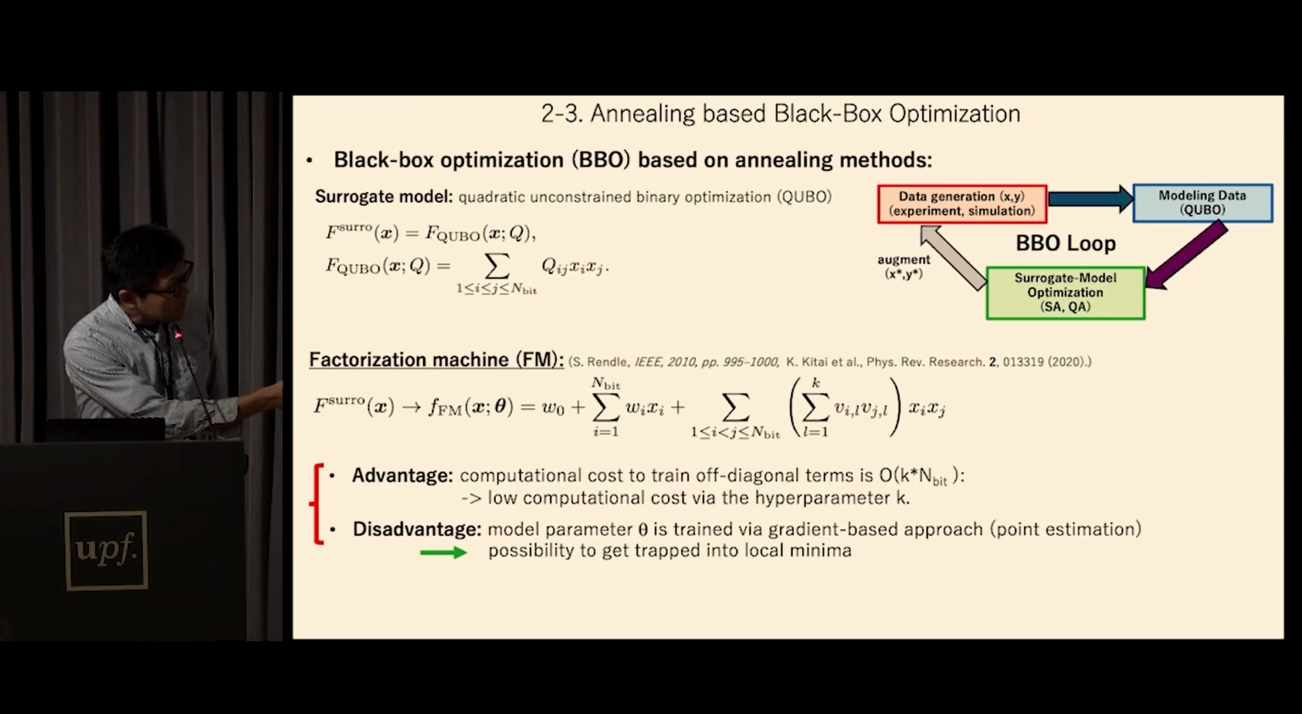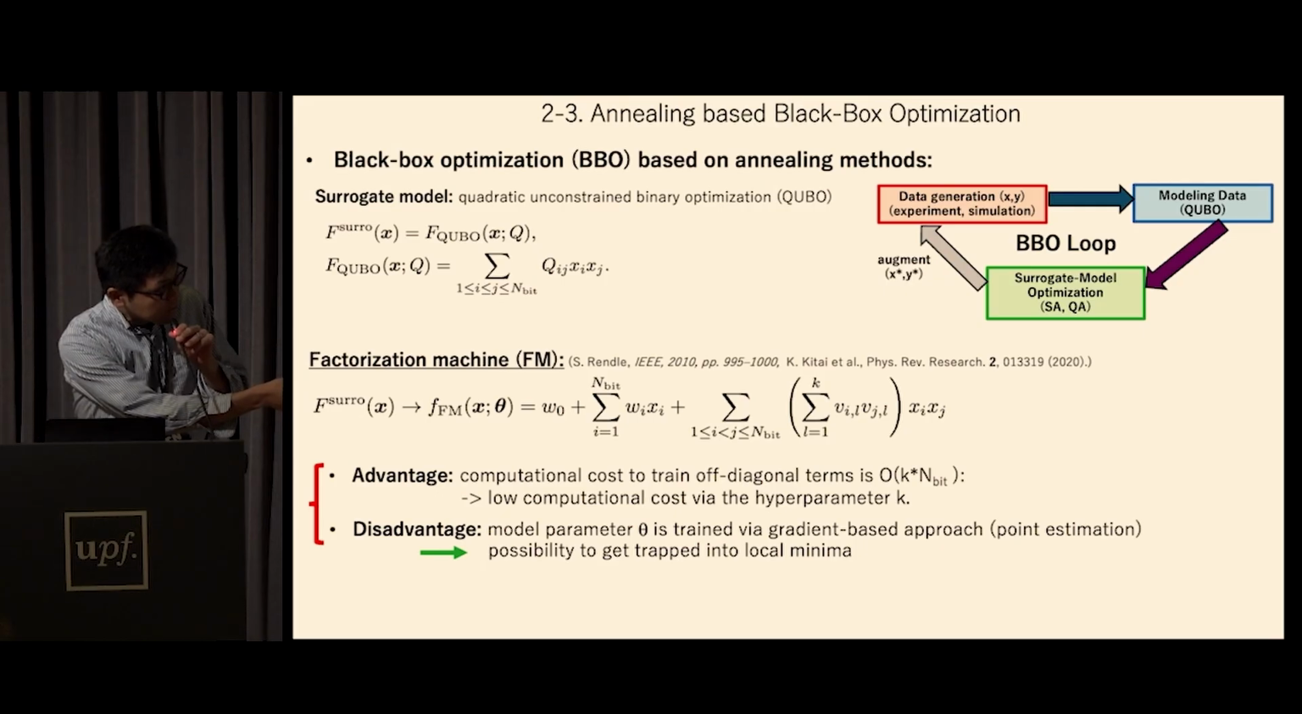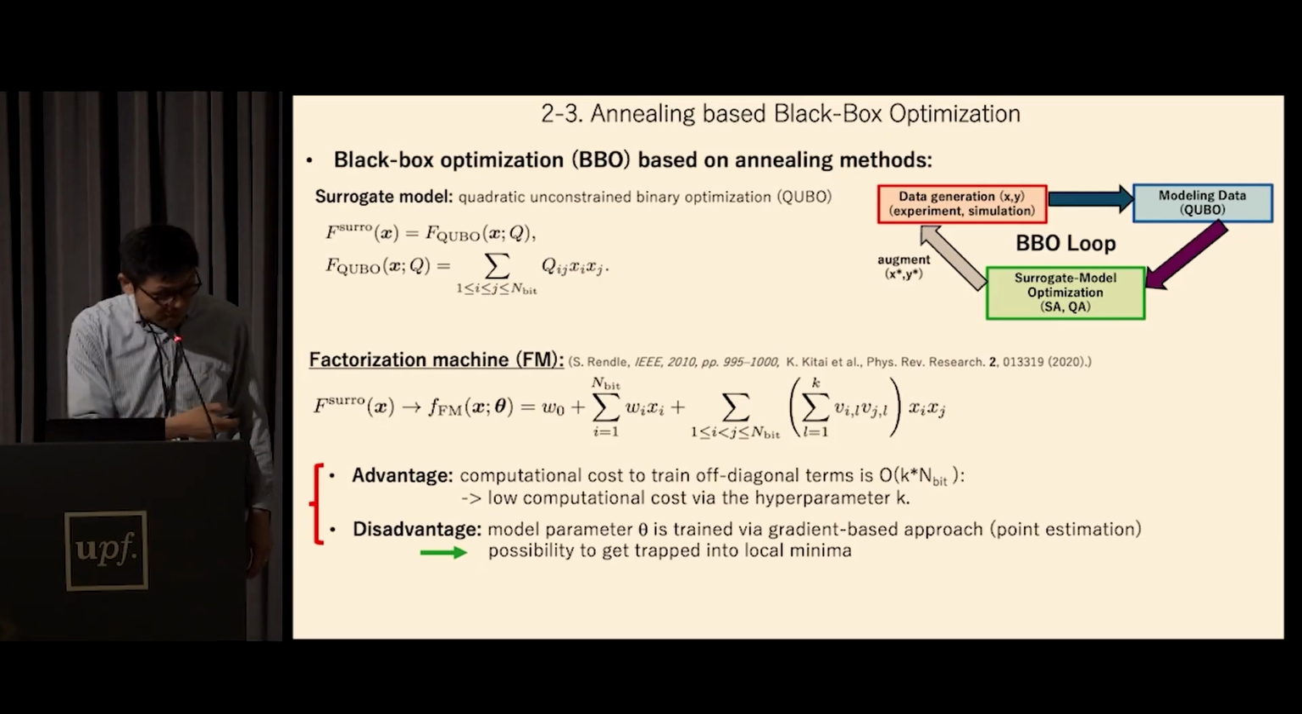This indicates that we can train the quadratic coefficients with a computational cost on the order of k times n-bit, where n-bit is the number of spins. So by fine-tuning the value of small k, we are able to train this model with a lower computational cost than training a general qubit function. This is one of the big advantages of using the factorization machine.